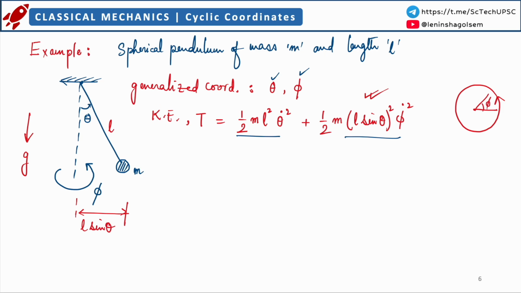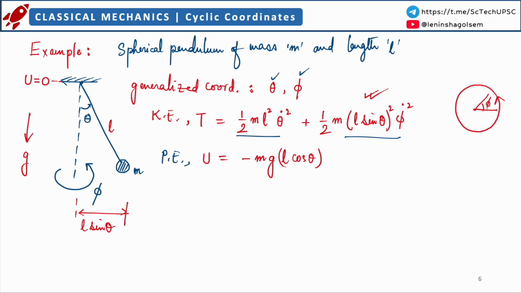Now what about potential energy? For convenience, to make life easy, let us take the point where it is attached to be potential zero. So whatever we measure below that, the potential will be written as negative. So potential energy U is negative mg times the height, which is l cos theta. So we have the expressions for kinetic energy and potential energy.